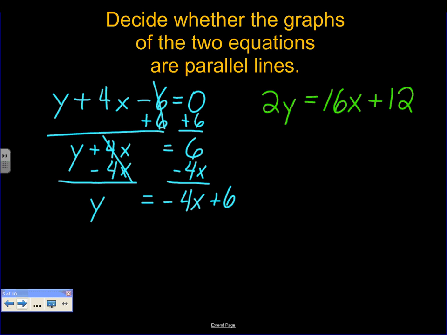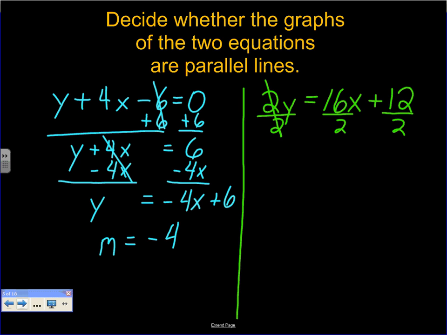So for this blue equation here, the slope, what's the number in front of x? Negative 4. The slope is negative 4. If we look here on the right side now, to get y by itself, all we have to do is divide by 2. And we divide everything by 2. The 2's cancel off. So y is equal to 16 divided by 2 is 8x. 12 divided by 2 is 6.